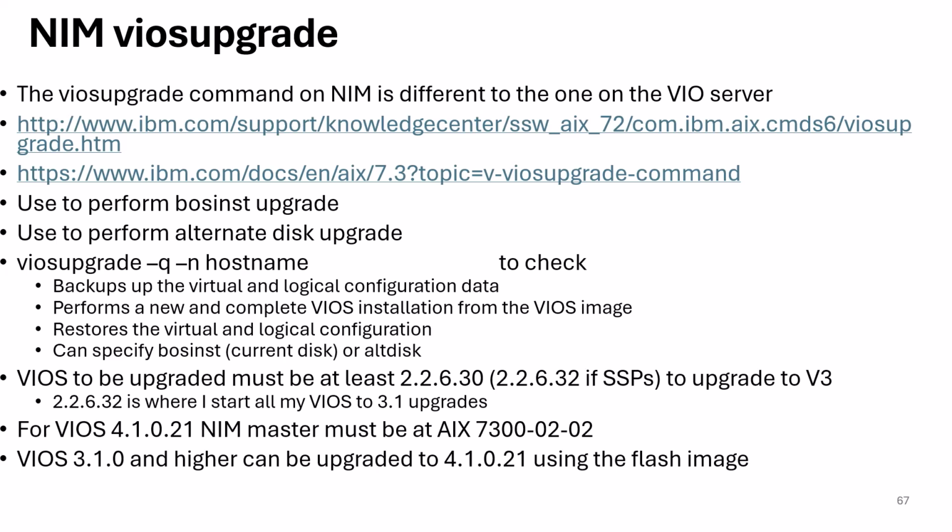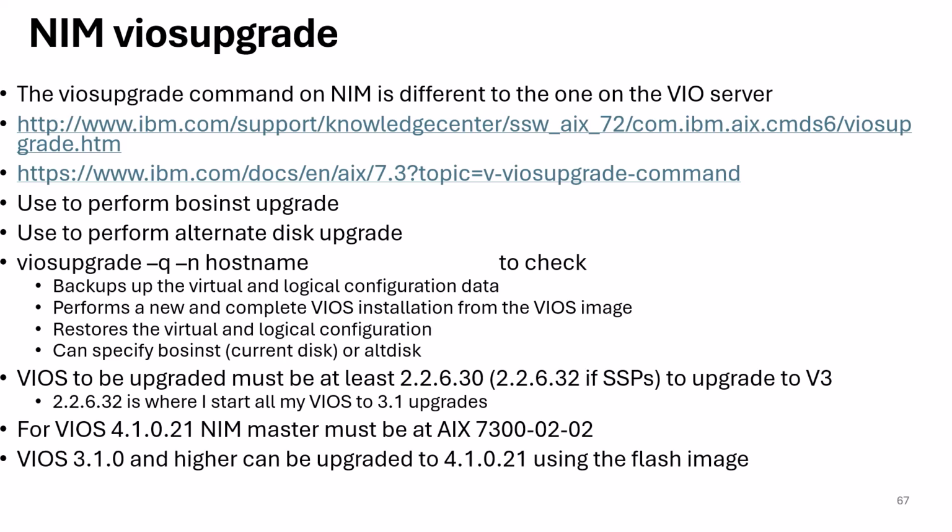So we use the NIM update iOS for doing updates, so that would be like a technology level, service pack, that kind of thing. When we're changing versions, so when we're going from version 3 of the VIO to version 4 or version 2 to version 3, we use the VIOS upgrade, and there are two different versions.